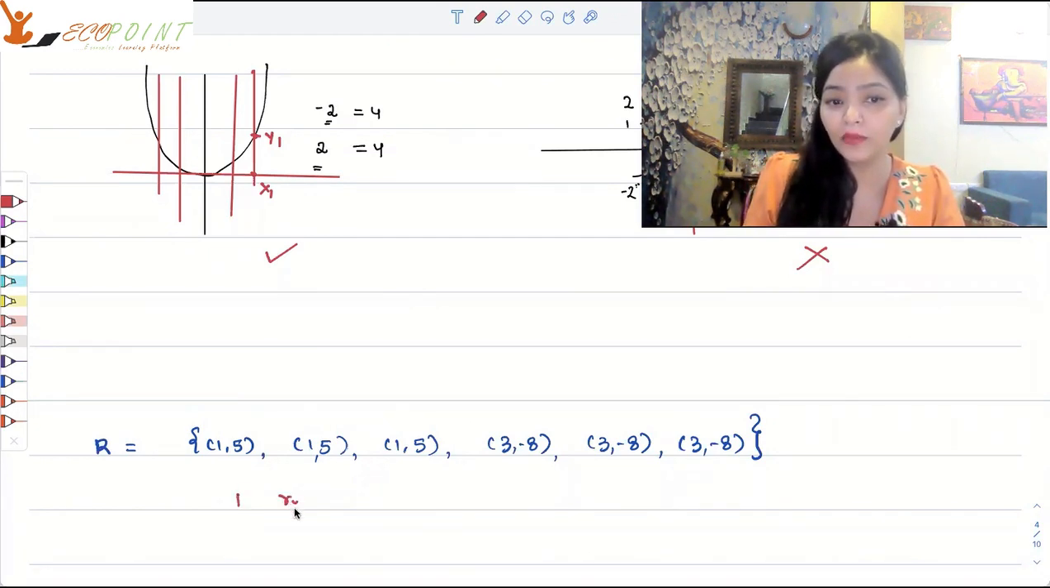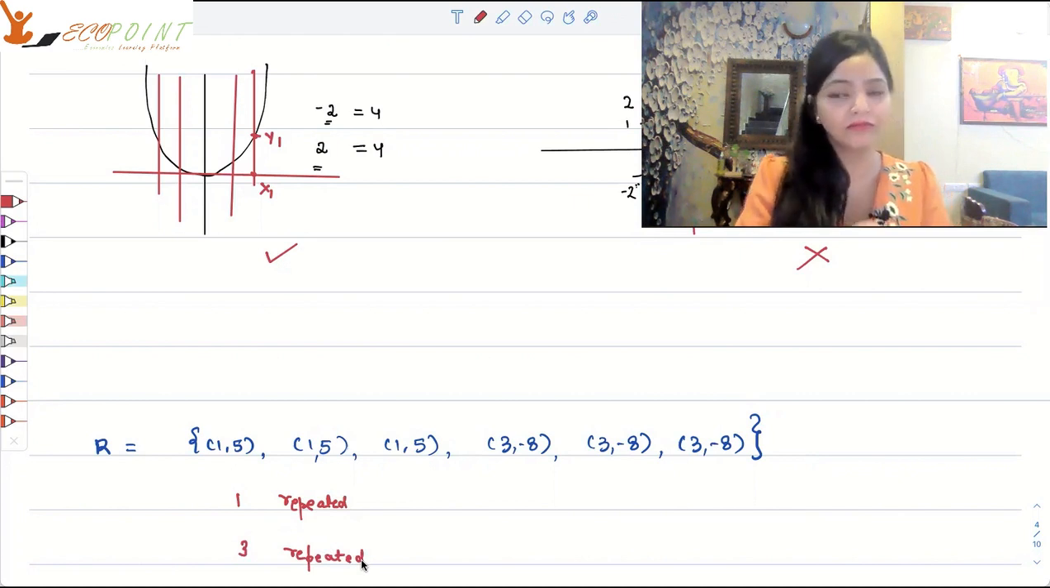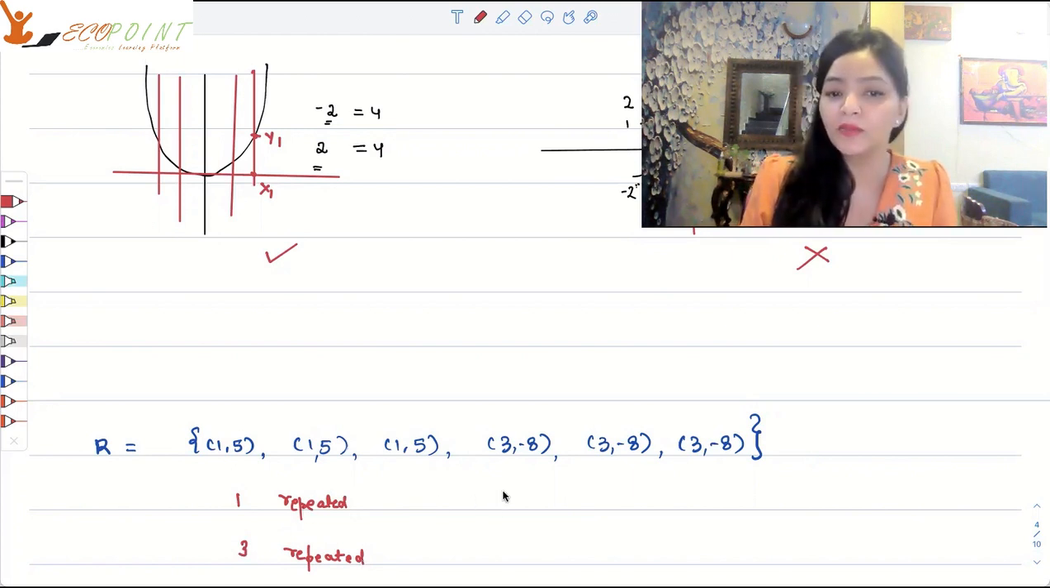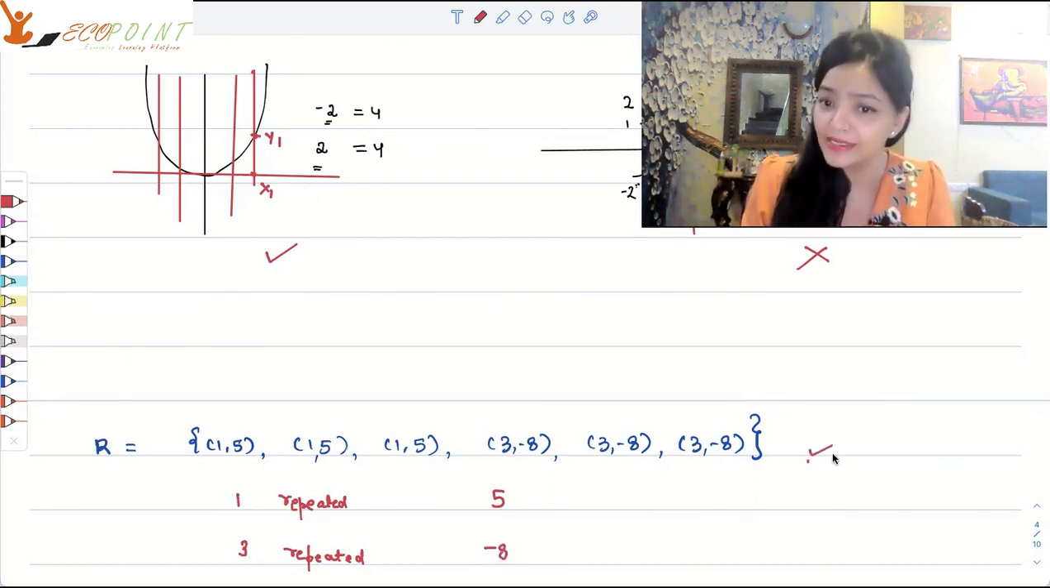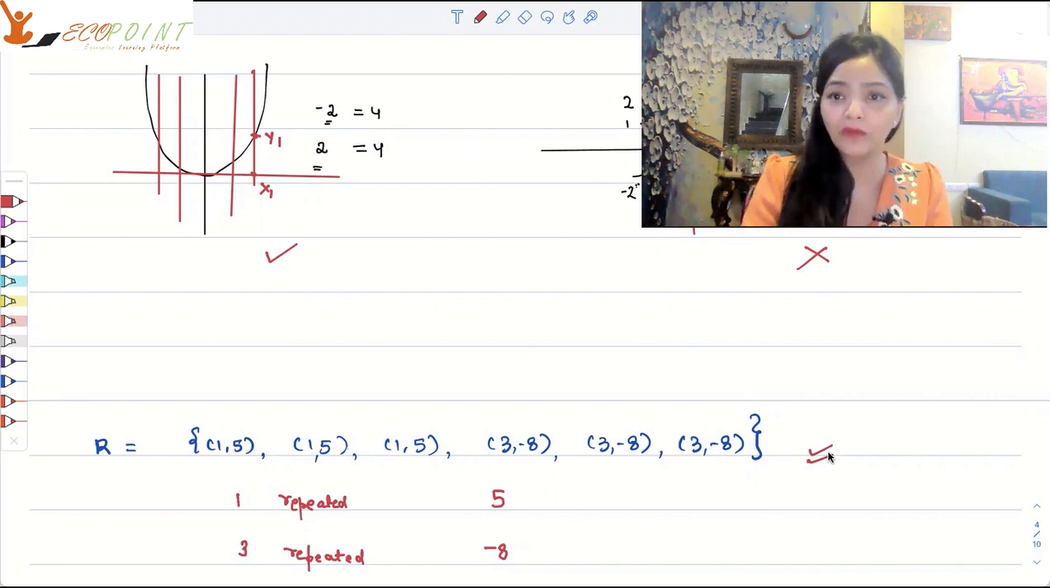1 is getting repeated 3 times. 3 is getting repeated 3 times. So please don't get confused by the name. When I say repeated, it means that it should not happen that for the same input you have 2 outputs. The output has to be unique. 1 is repeated, but it's always coming with the output 5. 1 is always giving you the output 5. 3 is repeated. 3 is giving the output -8, always. So hence, this relation set is a function. It is not defying any part of the definition of a function.